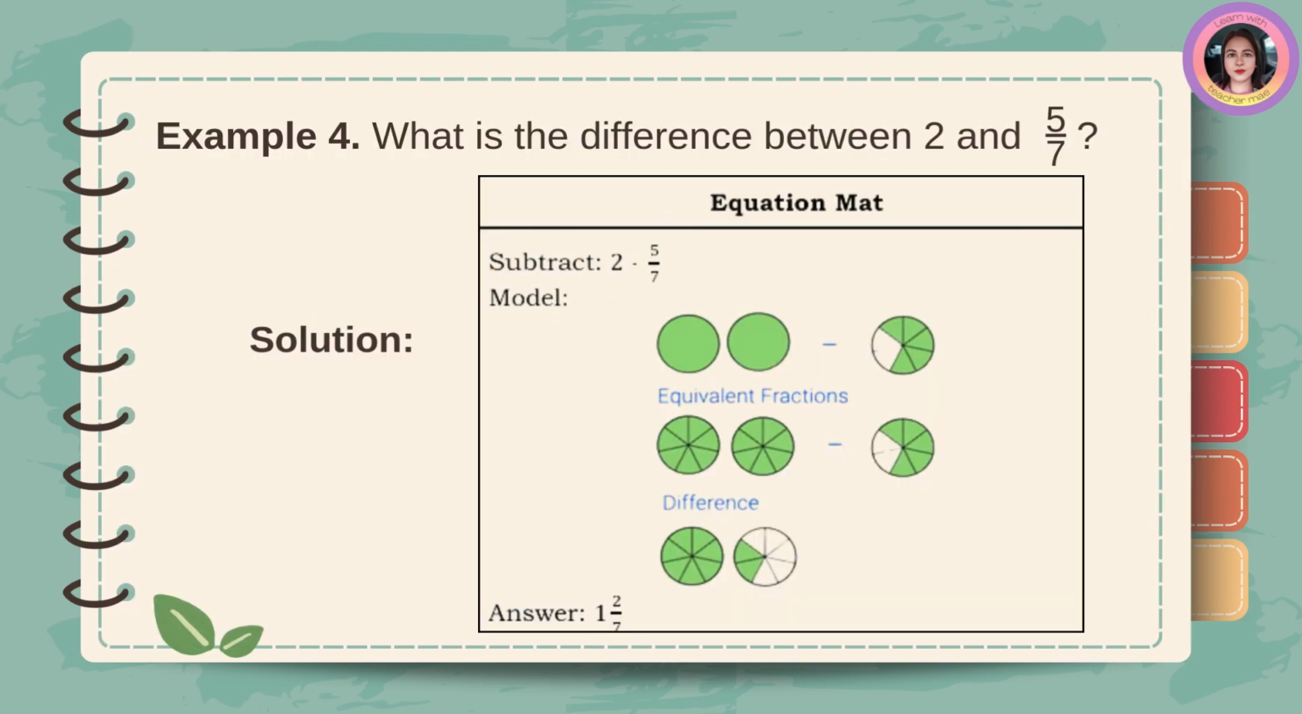Example number 4, what is the difference between 2 and 5/7? Solution: subtract 2 minus 5/7. The equivalent fraction of 2 is 14/7. 14/7 minus 5/7 is equal to 9/7 or 1 2/7. The answer is 1 and 2/7.